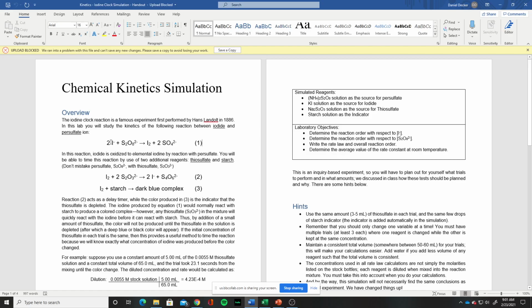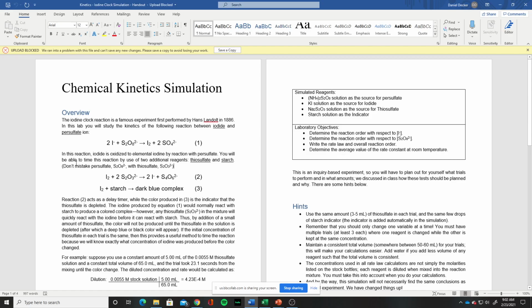So the iodide reacts with persulfate, and when it does that, it makes plain old sulfate, which we're very familiar with, and iodine. So it turns the iodide back into just elemental iodine. In this reaction, iodide is oxidized to elemental iodine by the reaction with persulfate.